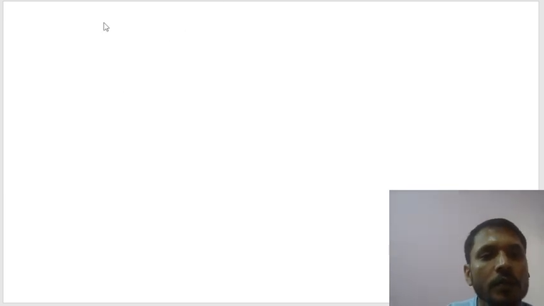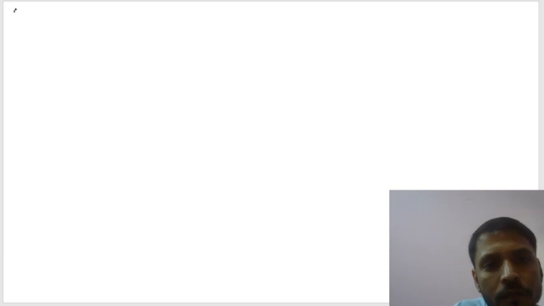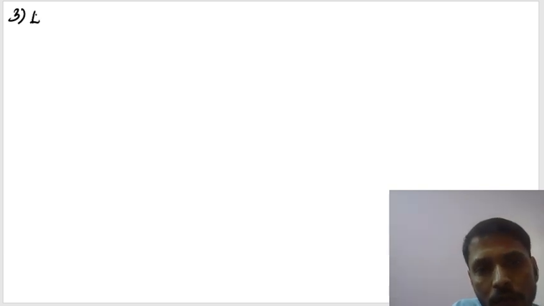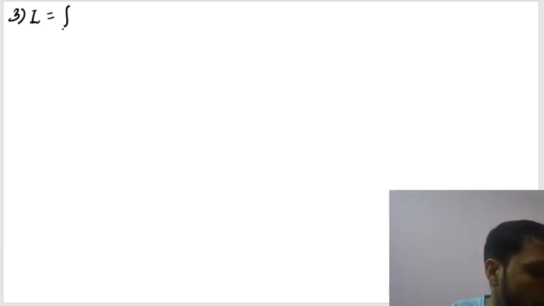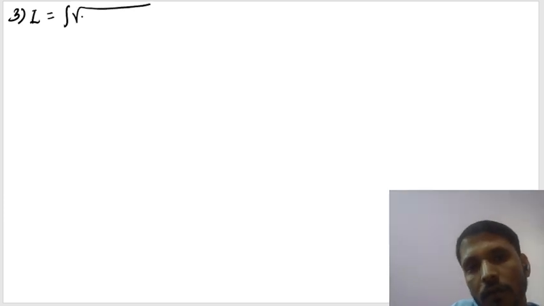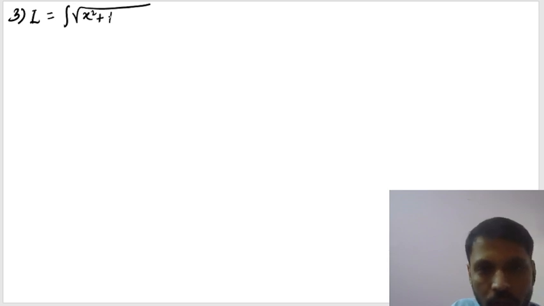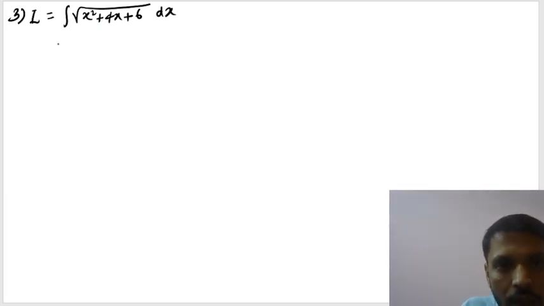Now we'll move to the next, that is question number three. So what is question number three? I is equal to integration of under root of x square plus 4x plus 6 into dx. So again we have to complete the square here. We need to apply the completing the square method.